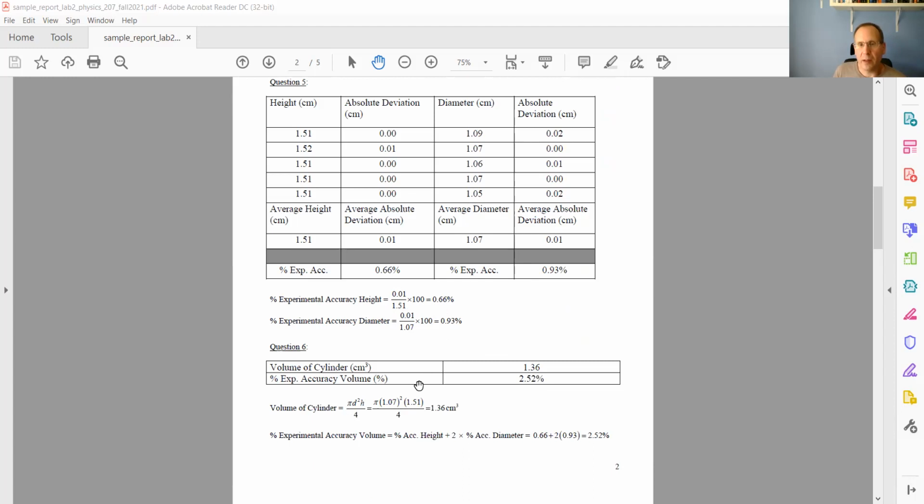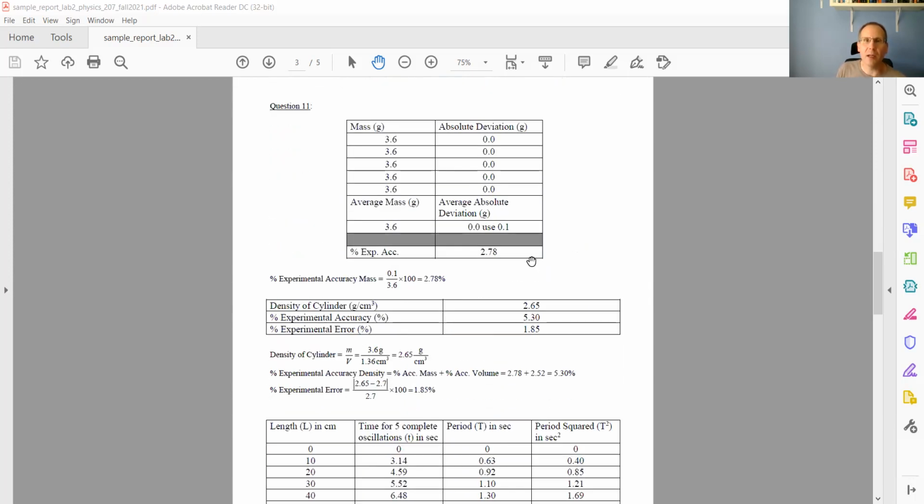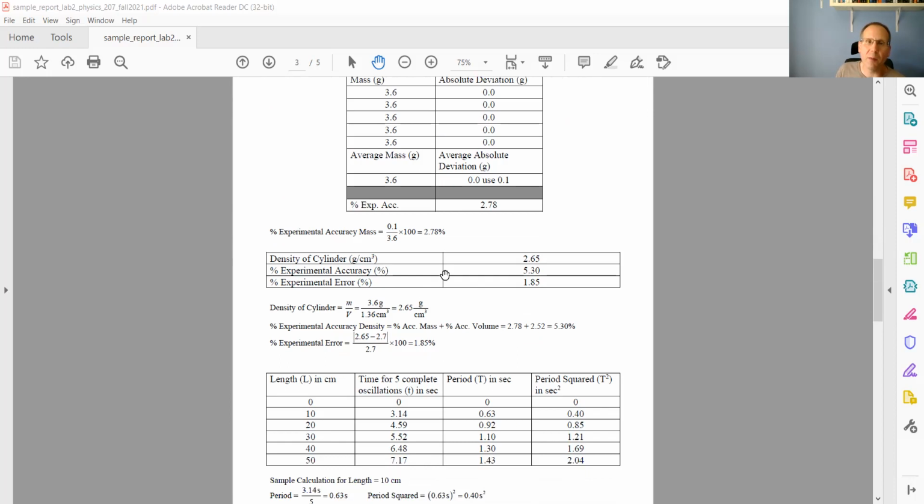Question 6 was fill in this data table here and then compute the volume of the cylinder and the percent experimental accuracy, and then show me the 2 calculations. So I show them here. Question 11 was fill in the mass table and then calculate the average mass and the percent experimental accuracy for the mass. Show me the calculation for the percent experimental accuracy. The rest of question 11 was calculate your experimental density, the percent accuracy for density, and the percent experimental error. Fill in the table and show me those 3 calculations.